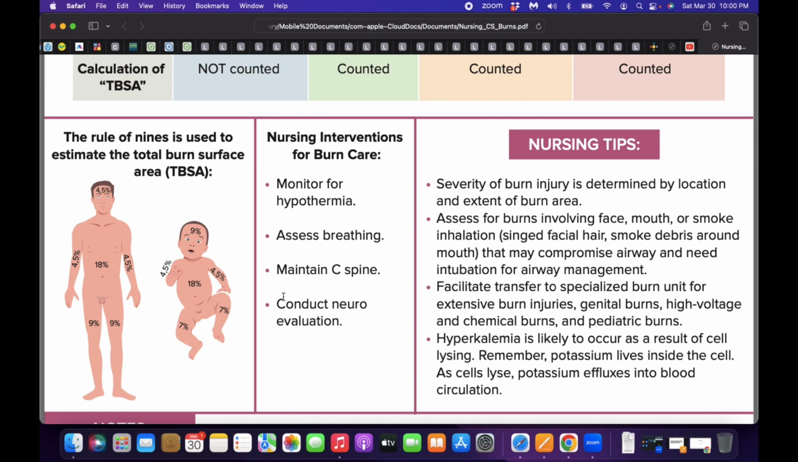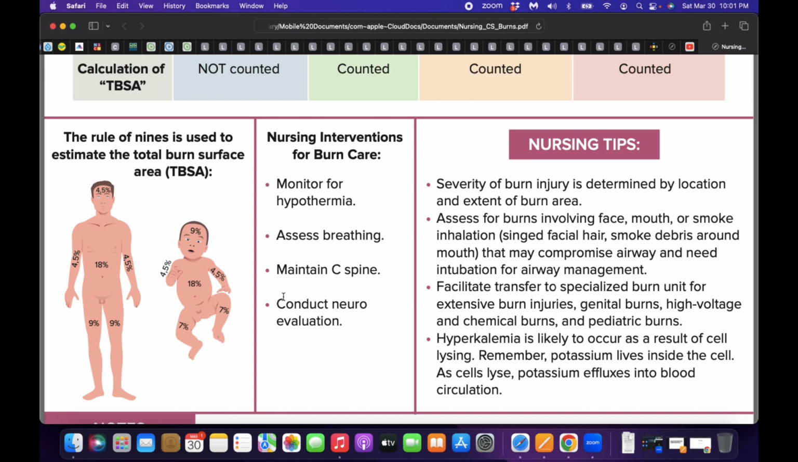Assess for burns involving the face, mouth, or smoke inhalation, singed facial hair, smoke debris around the mouth that may compromise the airway and need intubation for airway management. Facilitate transfer to a specialized burn unit for extensive burn injuries, genital burns, high voltage and chemical burns, and pediatric burns.